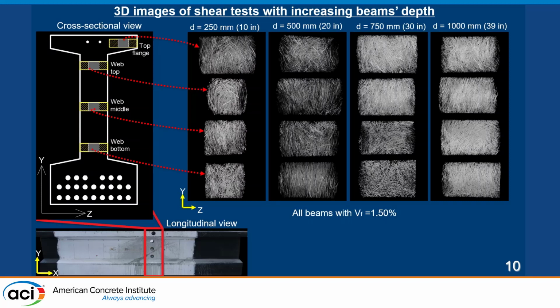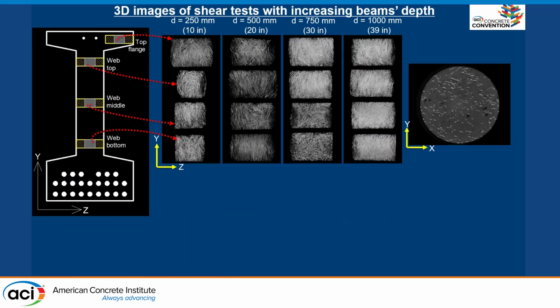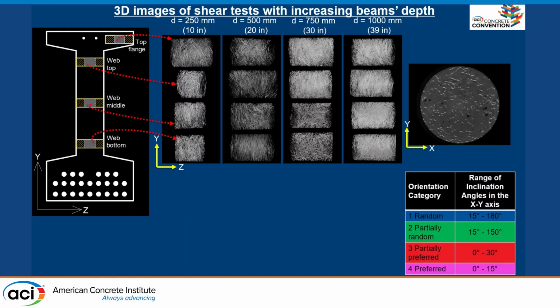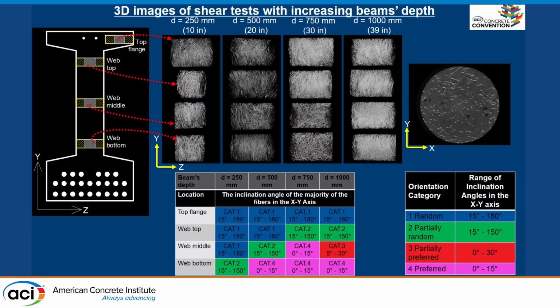All these beams have the same fiber volume fraction, and we can see that there are differences in how fibers distribute. But to understand a little bit more these figures, we generated a table to have an orientation category. This category allows us to understand the range of inclination of the angles depending on what we observe in the figures. And we generated 4 categories, including random, partially preferred, and preferred. And when we analyzed these figures based on these categories, we found out that the beams that had effective depth of 250 millimeters had a random and partially random orientation.